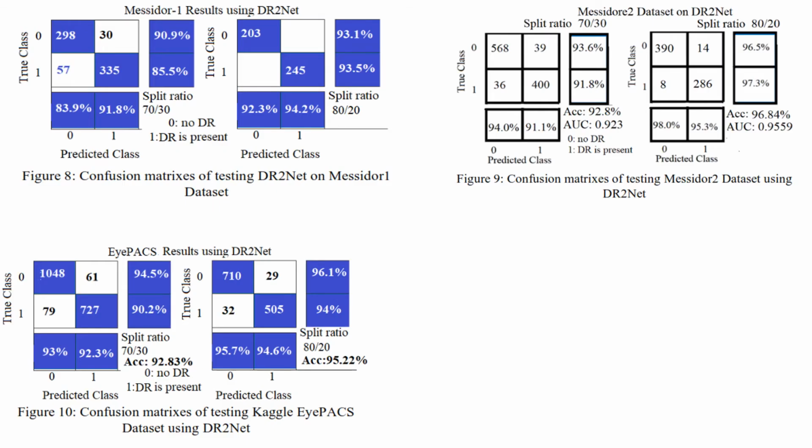Here we display the confusion matrix using the two split ratios, 70-30 and 80-20. We focus on 70-30 because this is the default for most researchers. For Messidor 1, sensitivity 85. For Messidor 2, sensitivity 91. For the Kaggle result from APTOS, 90%.